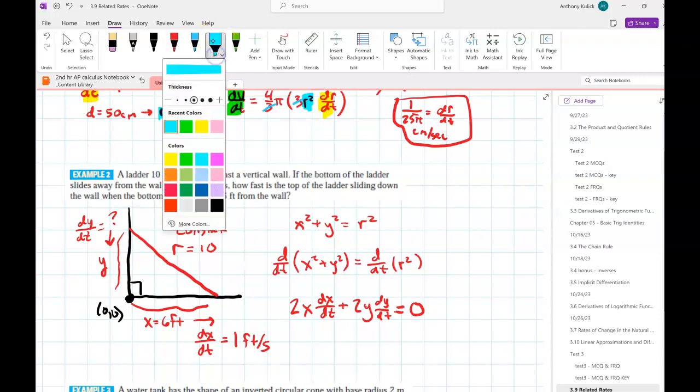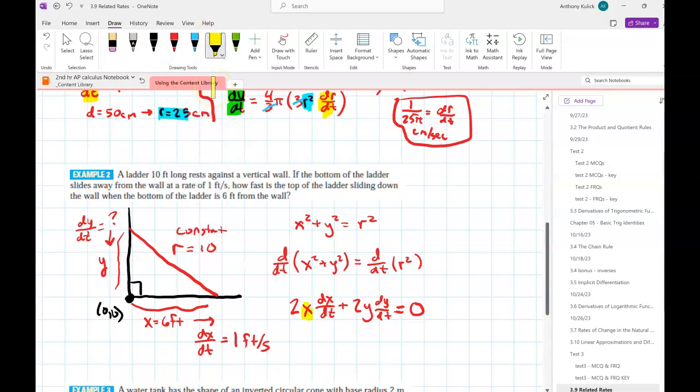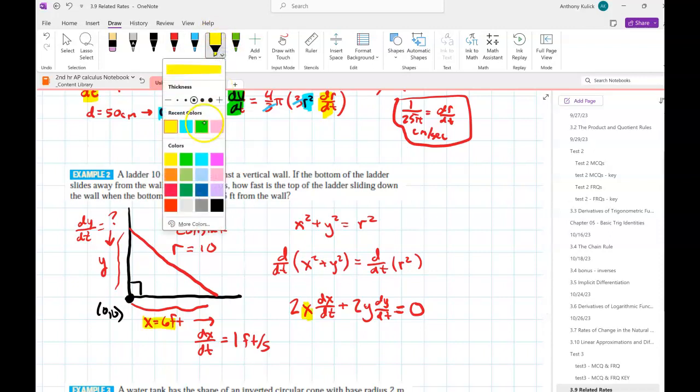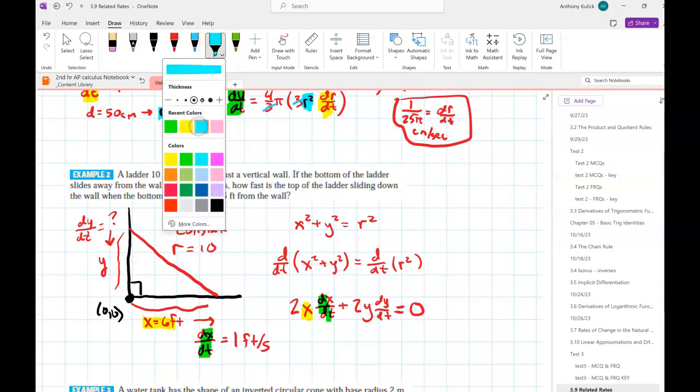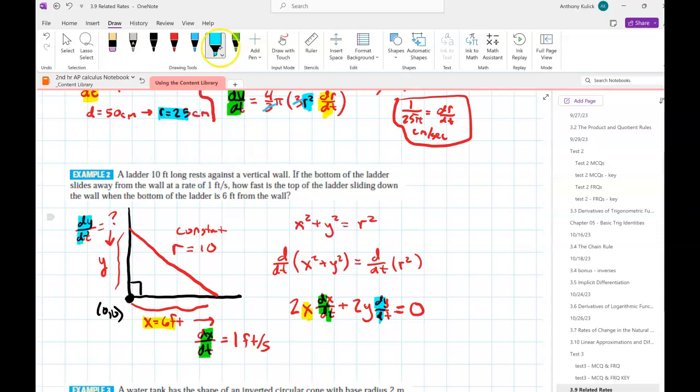All right, so let's look at what we have here. We have x. We have dx dt. We're trying to solve for dy dt, but we don't have y yet to plug in. Oh, wait, no. How could we find y? Yes! The Pythagorean theorem, right? We know that x is 6, and we know r is always 10.